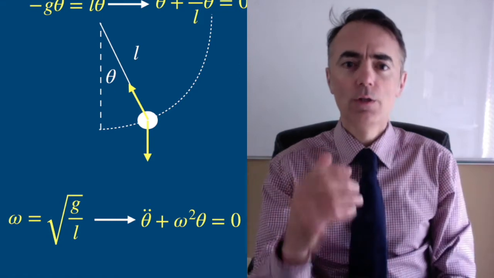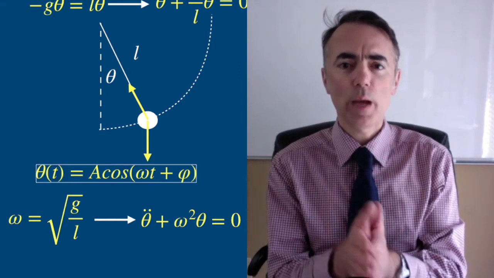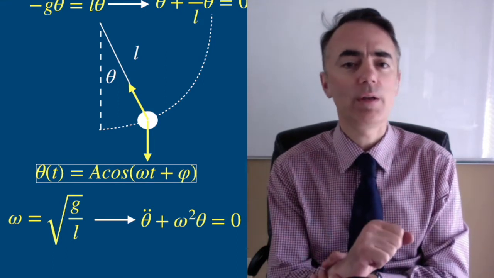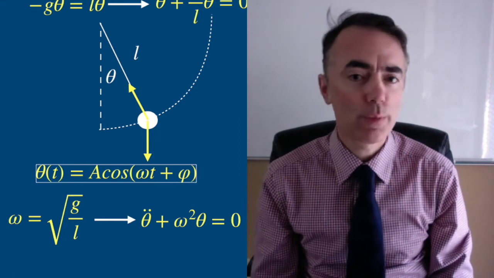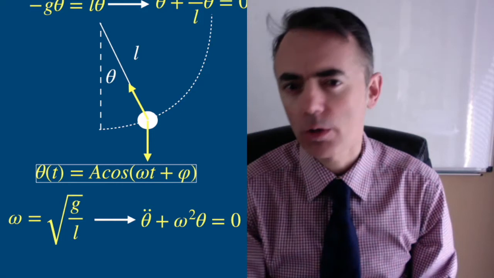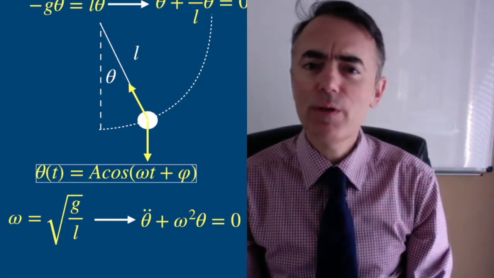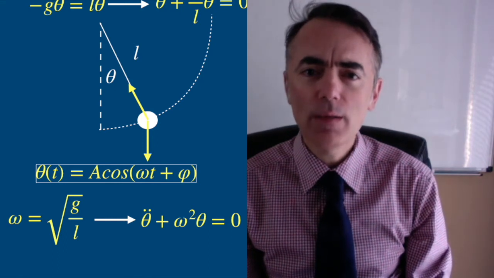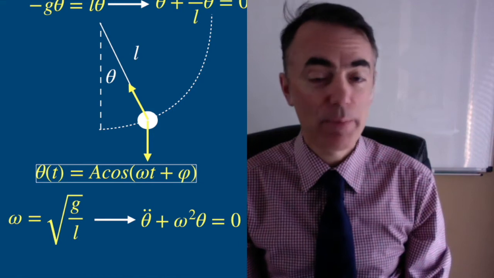oscillator. So the solution for small oscillations is theta of t equals A cosine of omega t plus phi, where again A and phi are determined from the initial conditions. The pendulum undergoes simple harmonic motion of frequency square root of g over L. Look, the frequency only depends on the planet where you are, g, and on the length of the pendulum.